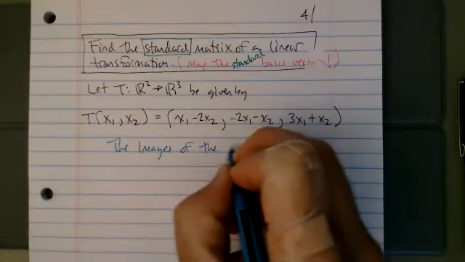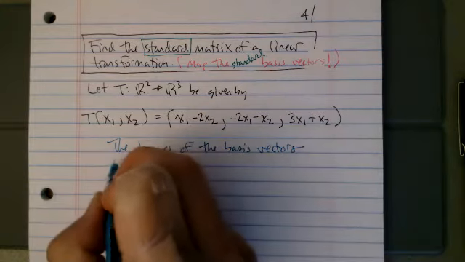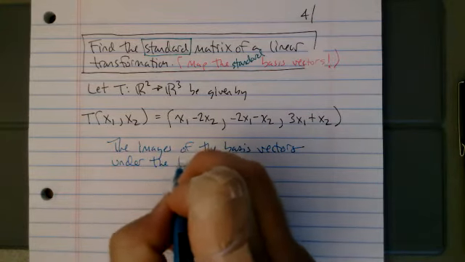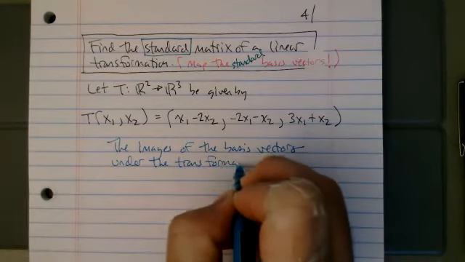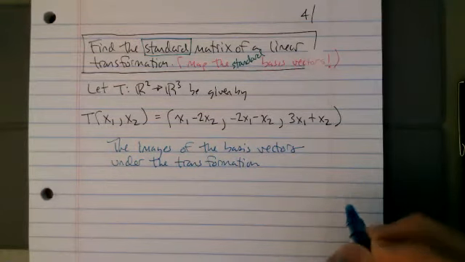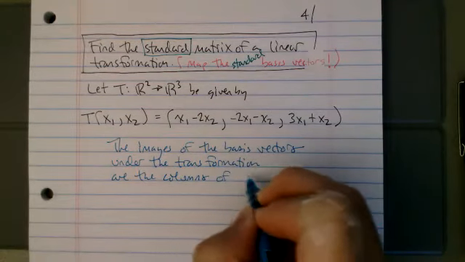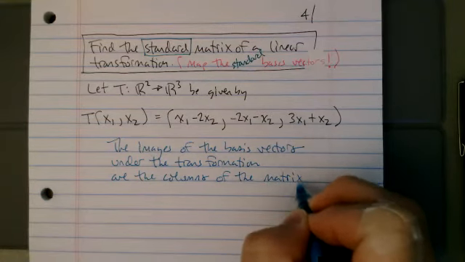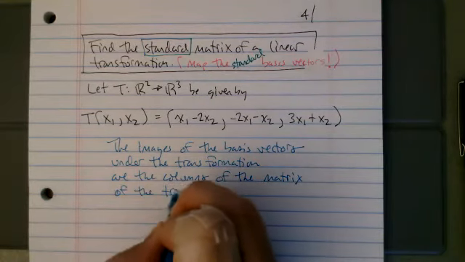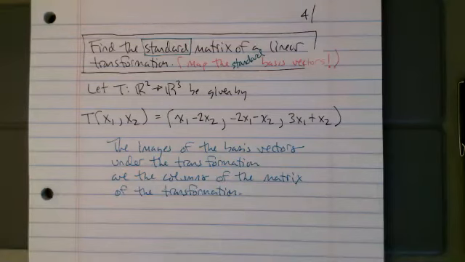The images of the basis vectors under the transformation are the columns of the matrix of the transformation.